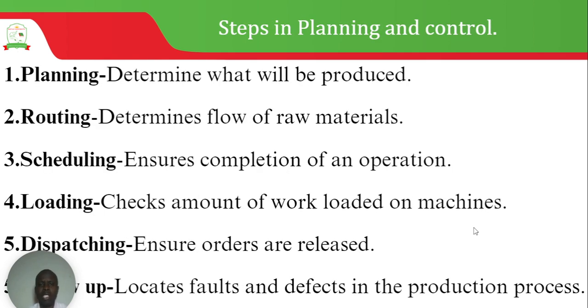Now, production planning and control will also involve a series of steps. And step number one is planning itself. In this particular step, we are asking ourselves a very important question: what is to be produced? So we have to determine that. And when we are determining what is to be produced, we are also looking at the quantities, we are also looking at the qualities, we are also looking at how often it is to be produced, if it's a particular product.